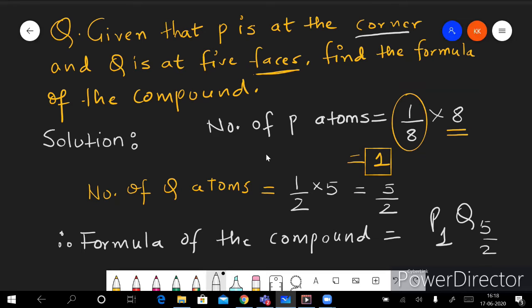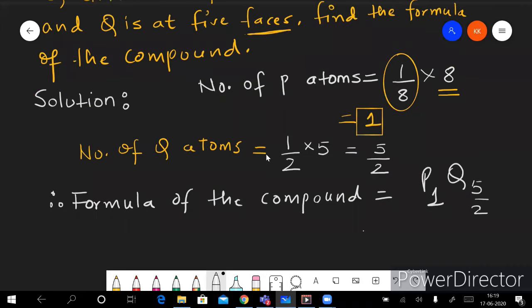Now this is a fraction. So let us convert this into a whole number. So if you multiply P and Q by 2, you'll get P2Q5. So this is the answer. This is the formula of the compound.